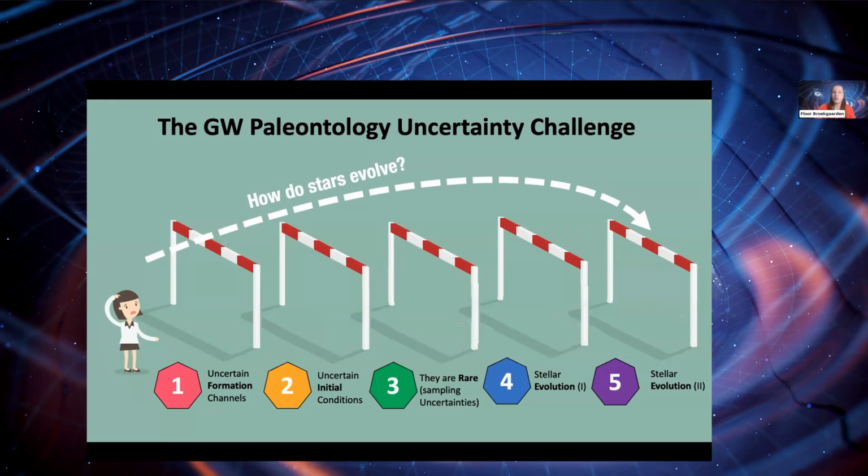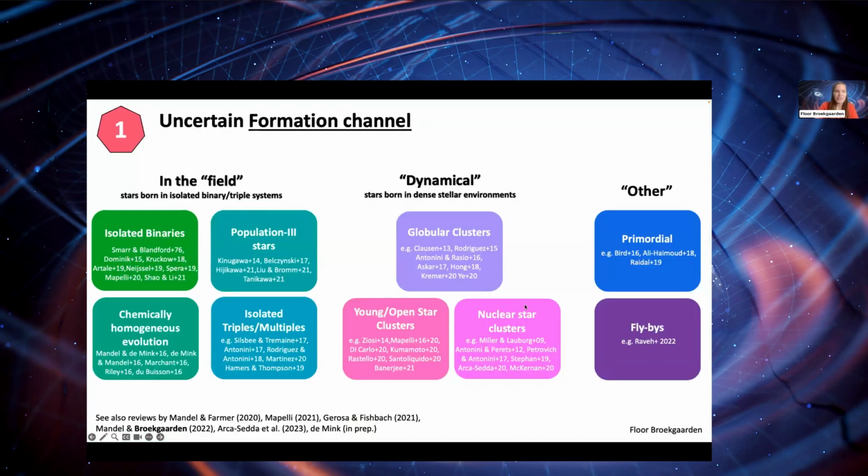And I call this the so-called gravitational wave paleontology uncertainty challenge, because there's basically 5 uncertainties or challenges that we need to overcome to do this. Okay, so let's walk you through it. So first of all, the first challenge or barrier we have to overcome is that we actually are not sure how these gravitational wave sources form.